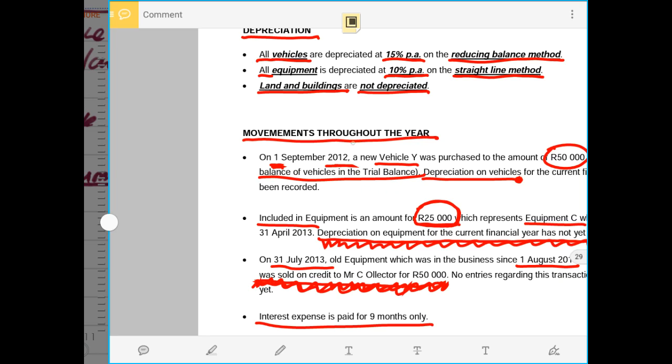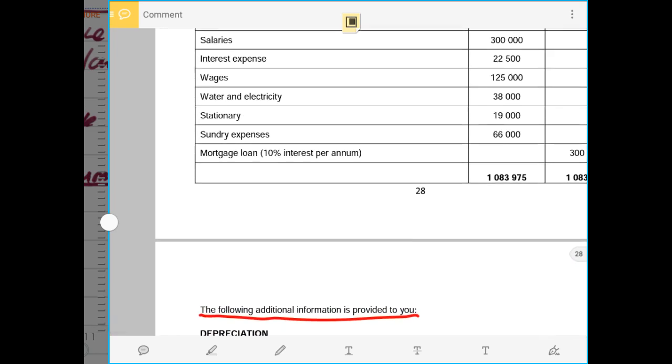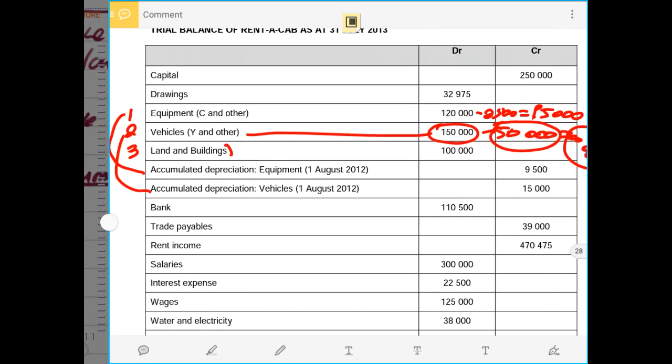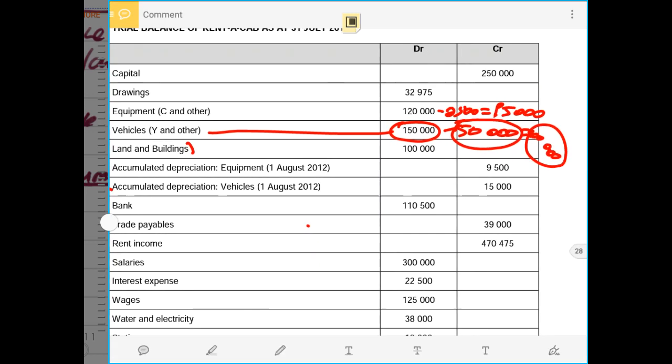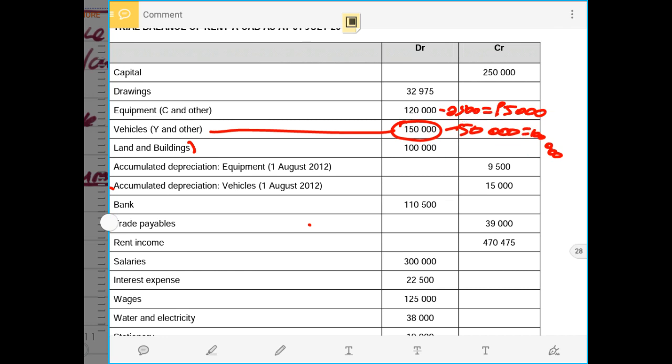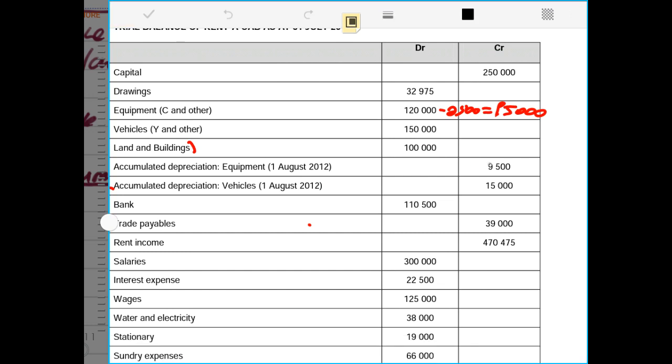So now we've accounted for depreciation for motor vehicle Y, and remember the old vehicle cost an amount of 100,000 rands. So now we know that 50,000 is included for the new vehicle, and the old vehicle is costing 100,000 rands, and the accumulated depreciation that we have here of an amount of 15,000 rands is only for the old vehicle because it's an opening balance.